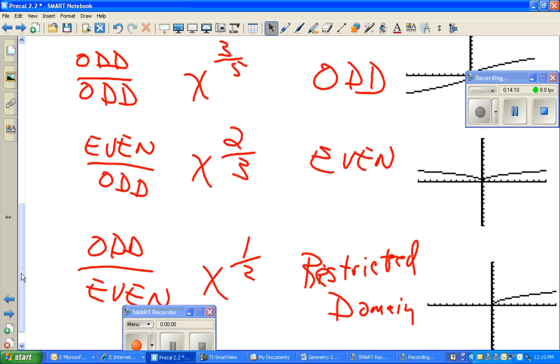Now, why can't we have an even over an even fraction? Well, the reason is it can be simplified. If you've got an even number over an even number, like 4/6, you can simplify that fraction so that it is 2/3. So you'll never have the case of even over even. You would just simplify it down.